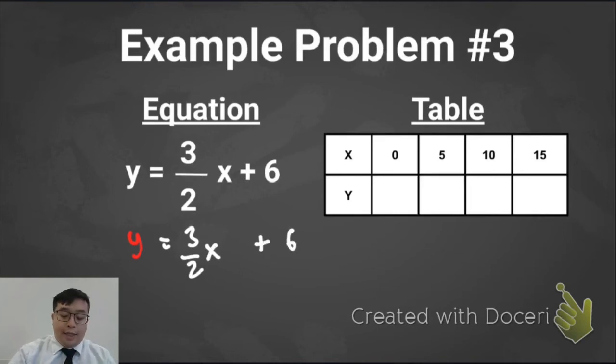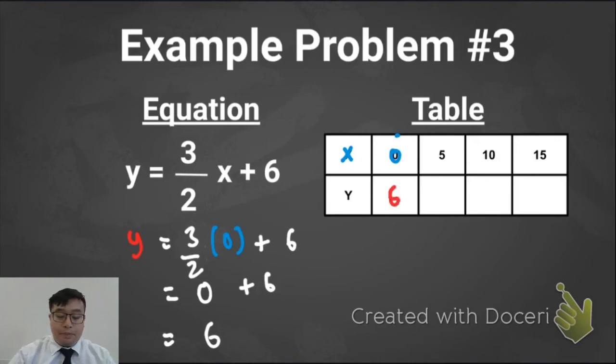And we're going to replace the x value with these following numbers. So the first x value, I'm going to replace x with 0. So I'm going to take this x value, and I'm going to replace it with 0. Now I'm going to solve for y. So 3 over 2 times 0, or anything times 0, is just going to be 0, plus 6. And 0 plus 6 is going to equal 6. So when x equals 0, my y value is going to be equal to 6.